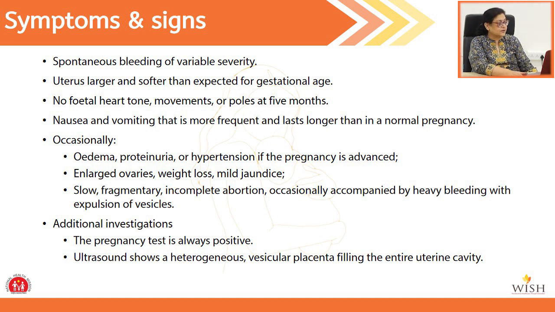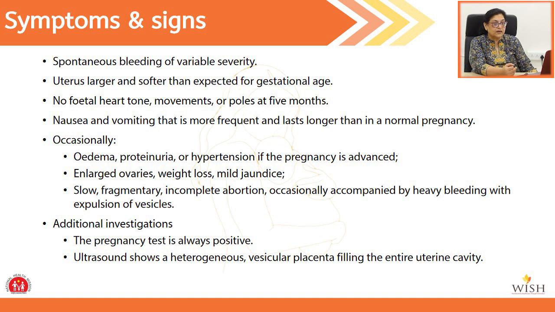The symptoms and signs of vesicular mole: there would be spontaneous bleeding of variable severity. The uterus is usually larger and softer than expected for gestational age. There will be no fetal parts, no fetal movements, and no fetal heart. These signs of pregnancy are usually exaggerated, that means they are more. You may have more nausea, more vomiting. This is because of the very high levels of human chorionic gonadotrophin. You may occasionally have edema, proteinuria, and hypertension.